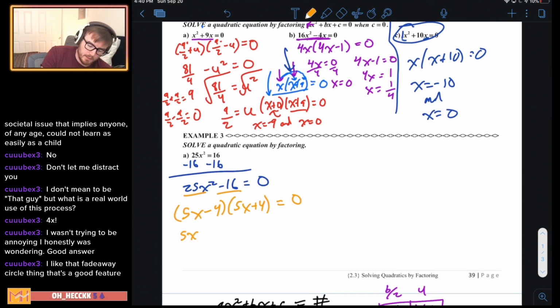And our two solutions are negative 4/5 and 4/5.